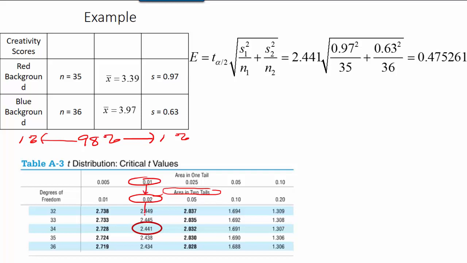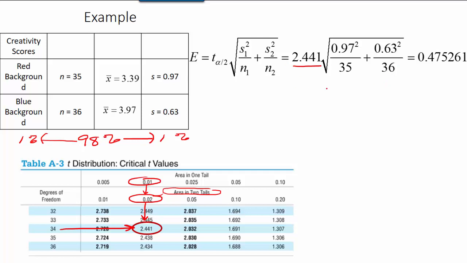So we're going to still be looking at a degree of freedom of 34, and we're looking in the same column. So you're still going to get, for your t sub alpha over 2, right, t sub 0.02 over 2 or t sub 0.01, you're going to get that 2.441 again. And then we're going to plug in our other values. S1 is 0.97, S2 is 0.63, N1 is 35, N2 is 36.